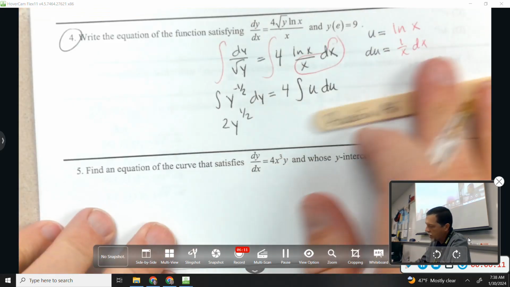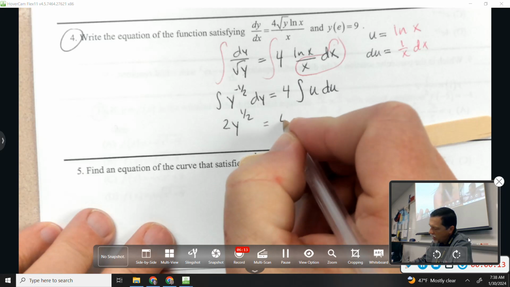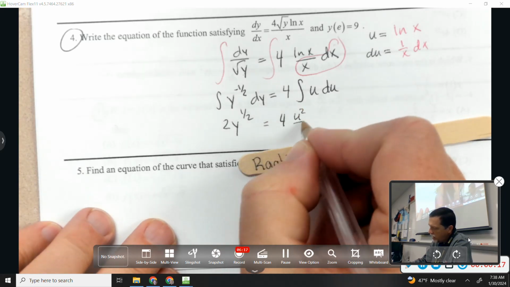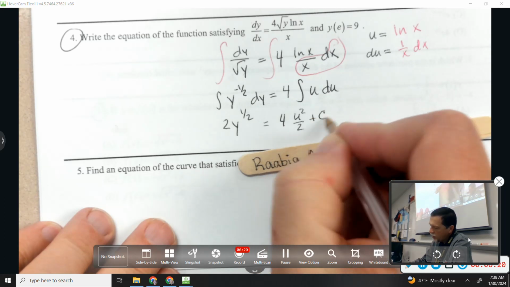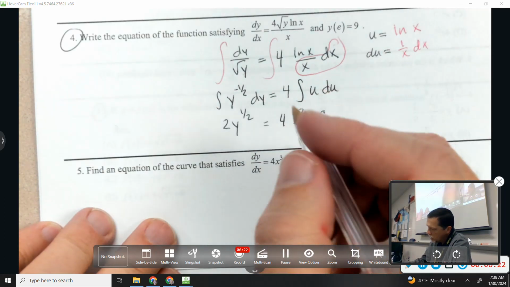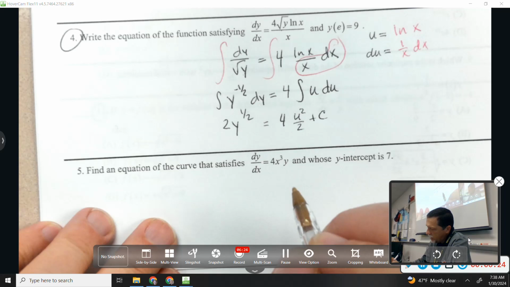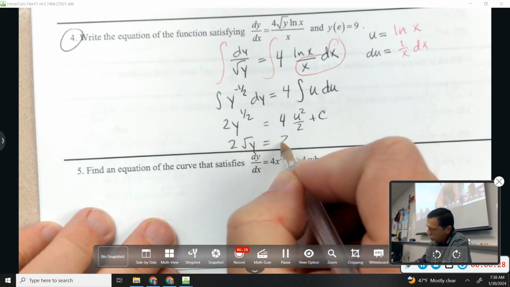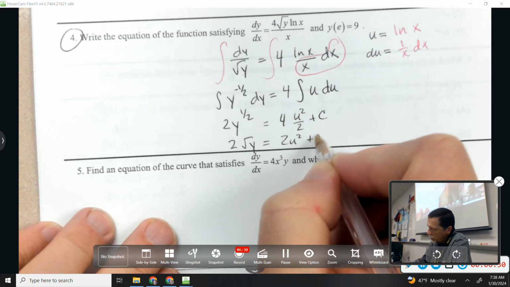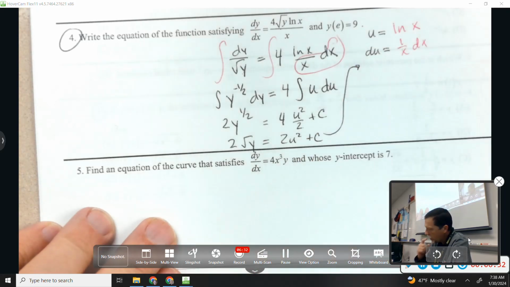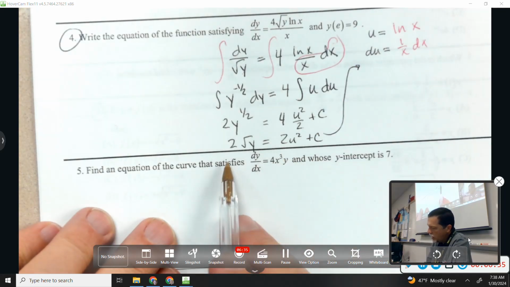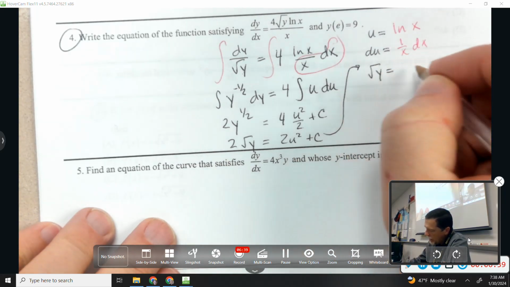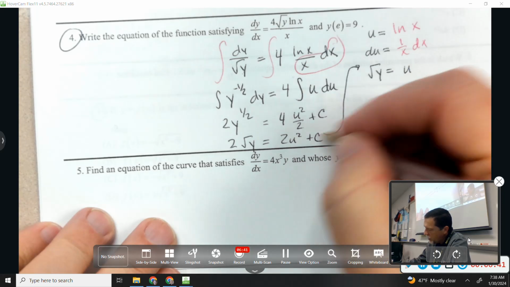Rabia, what's the antiderivative of u du? U squared over 2. Good. And then plus c. So let's see here. I've got 2 square root of y equals 2u squared plus c. Let's divide by 2. Oh, I need to put the u stuff back in there.